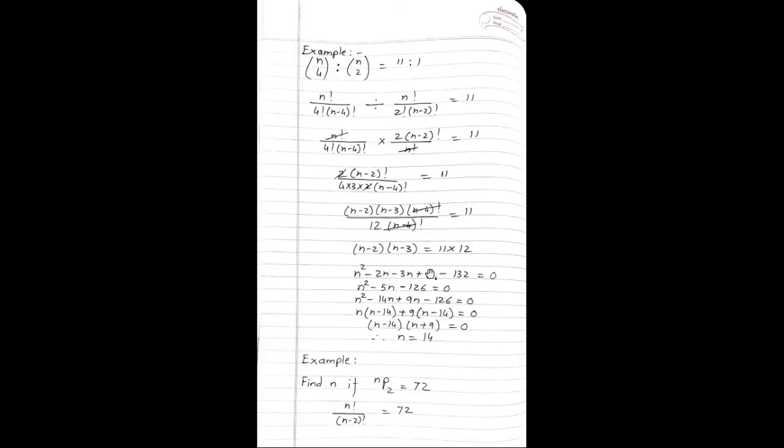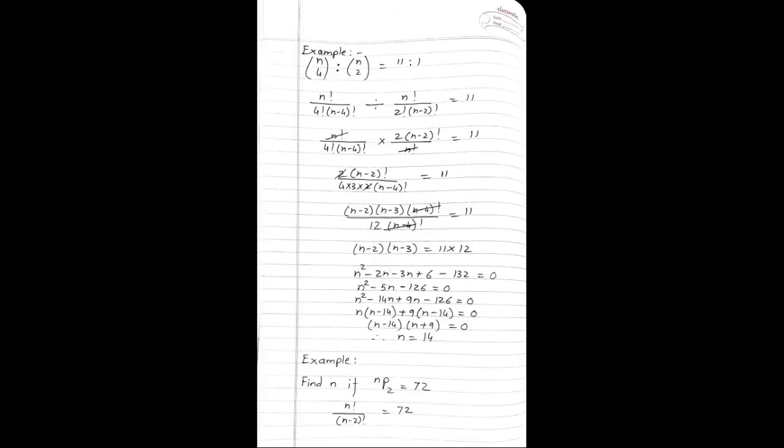25 factorial can be written as 25 into 24 into 23 factorial, divided by 2 into 23 factorial. So 23 factorial cancels with each other. 2 ones are 2, 2 twelves are 24. So 25 into 12. The answer is 300. Next example.